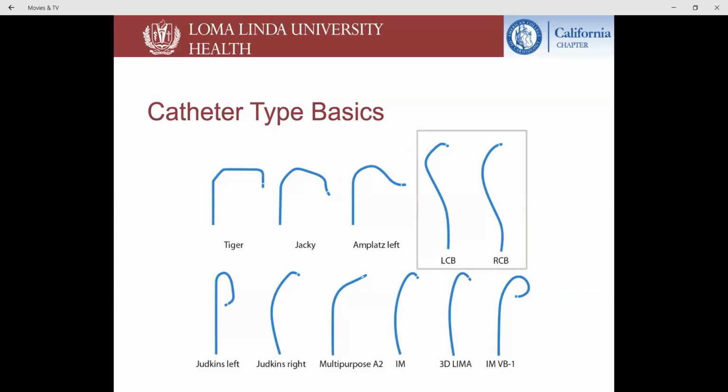The left and right coronary bypass catheters, or LCB and RCB, are used for bypass angiography, as the name implies, to help better engage the vein grafts to the left and right coronaries.